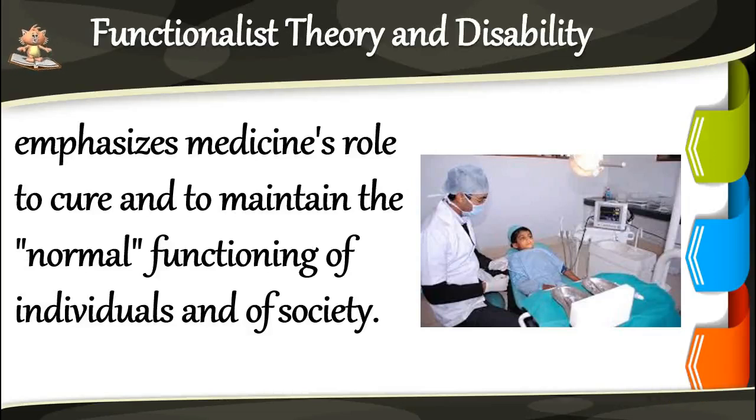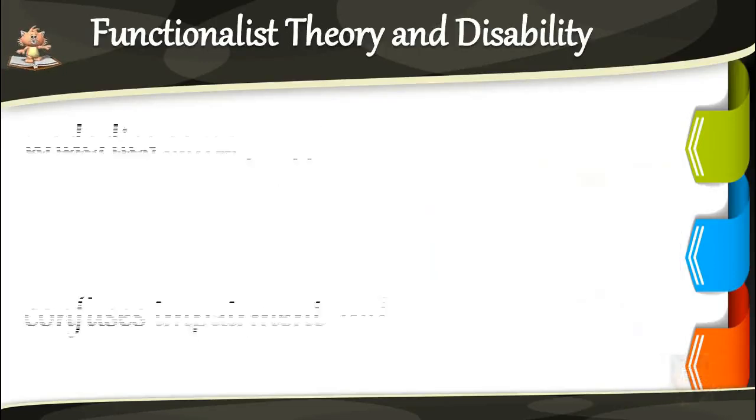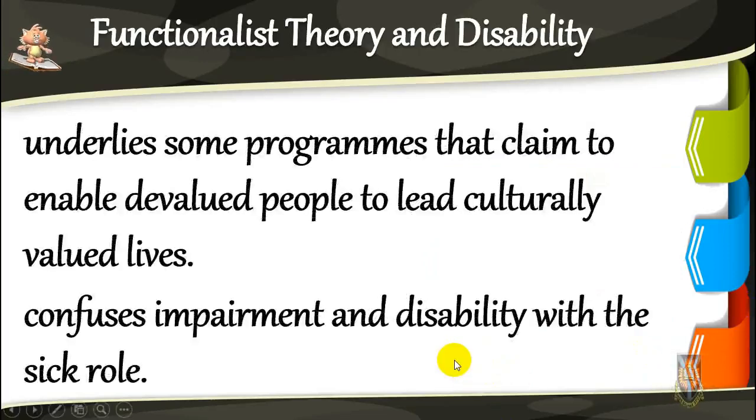Thus, under current welfare arrangements, more than 70% of spending goes on the salaries of professionals working with disabled people. Only recently has this been reduced through the funding of independent living schemes controlled by disabled people. A variant of functionalism, normalization theory, underlies some programs that claim to enable devalued people to lead culturally valued lives. An example of this controversial approach is cosmetic surgery for people with Down syndrome.